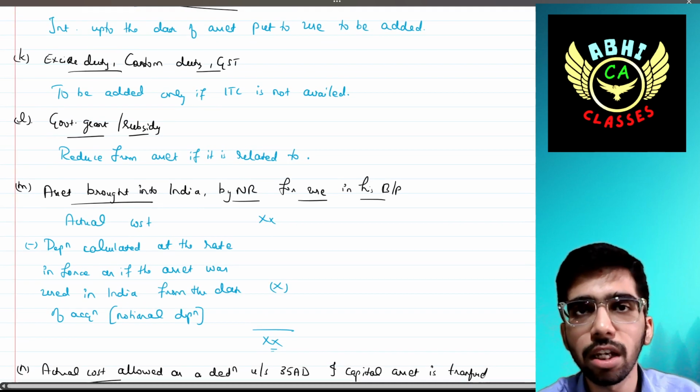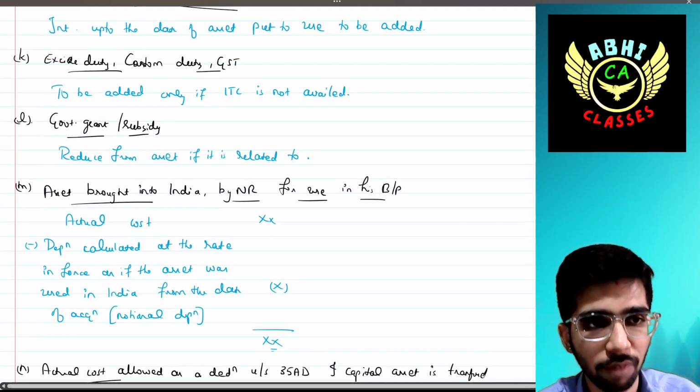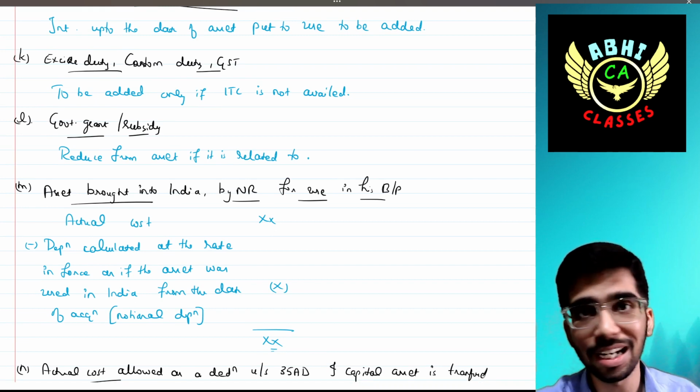Then the government grant or subsidy should be reduced from the asset if it is related to that asset.